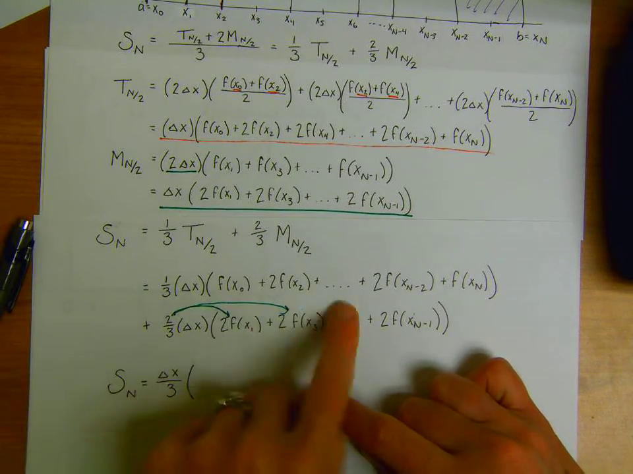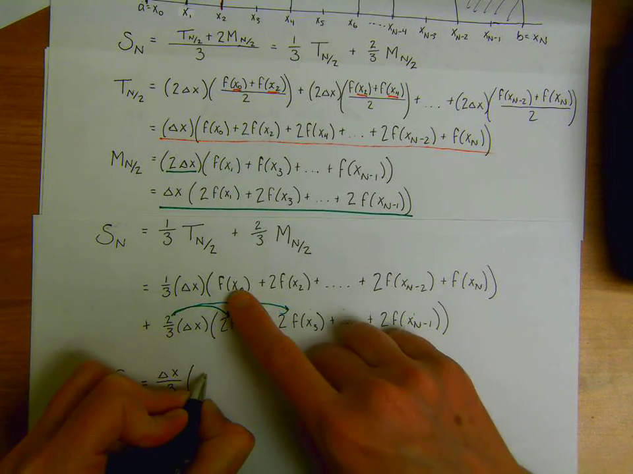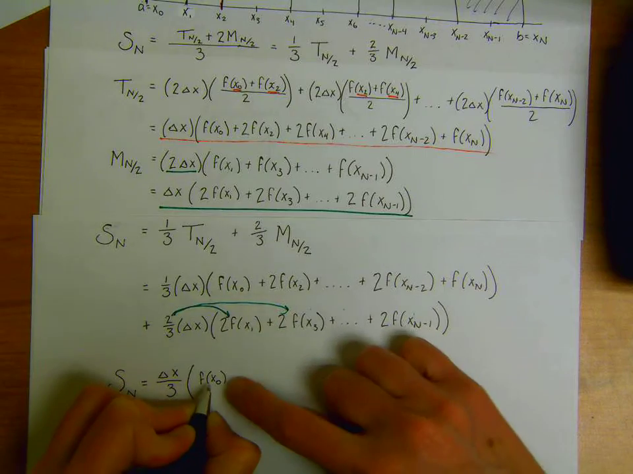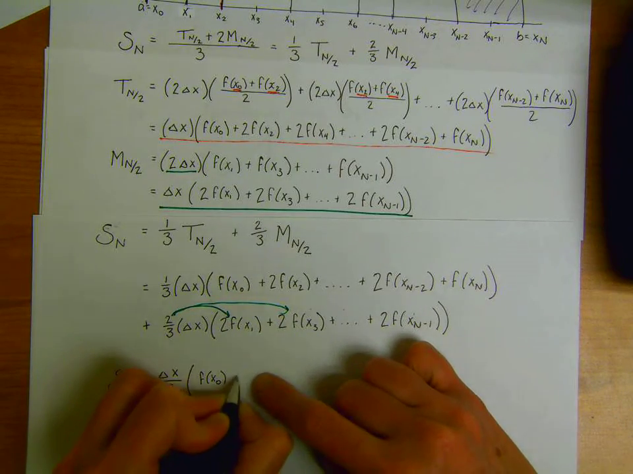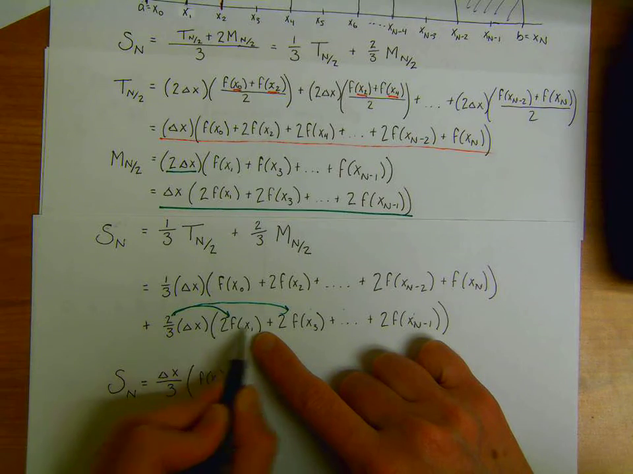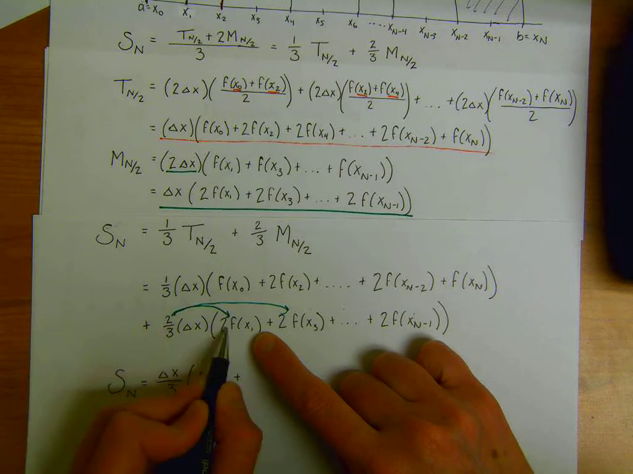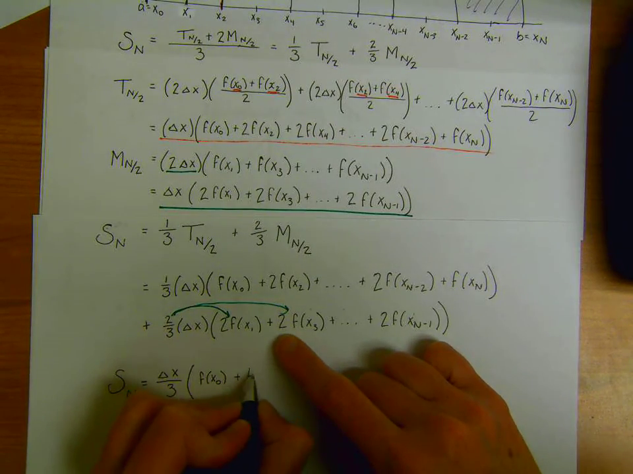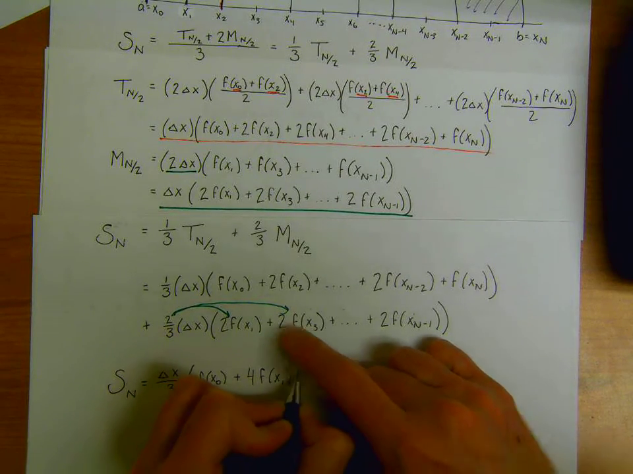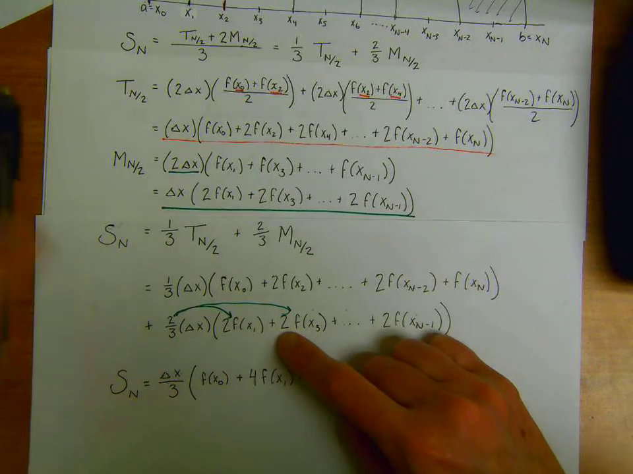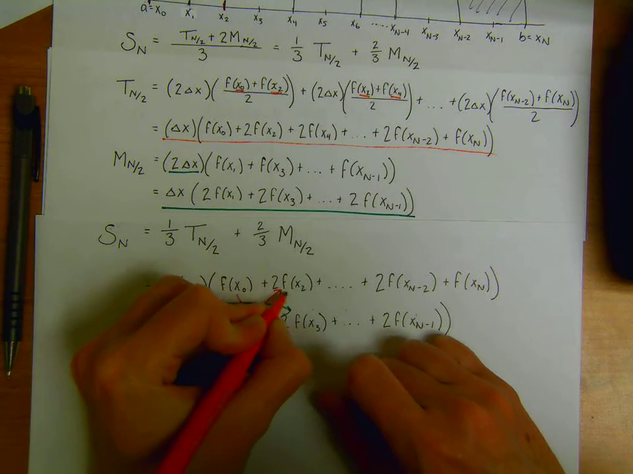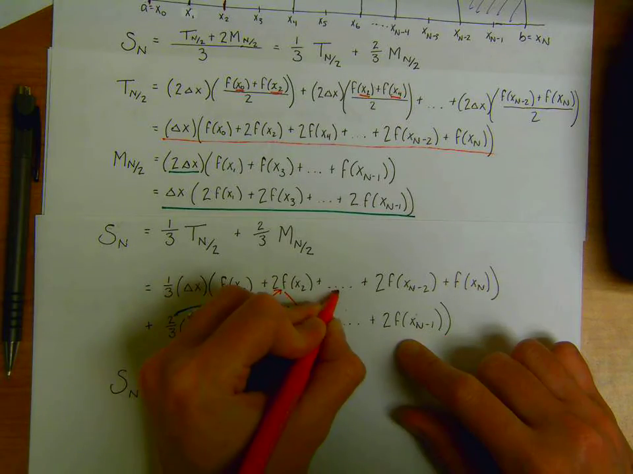So when I add up each of the pieces, I end up with one copy of f of x naught plus, it looks like 2 copies of f of x1, but it's not actually 2 because I need to weight it as the weighted average. I end up with 4 copies of f of x1 plus... I'm going back and forth so that we go in numerical order when summing these.